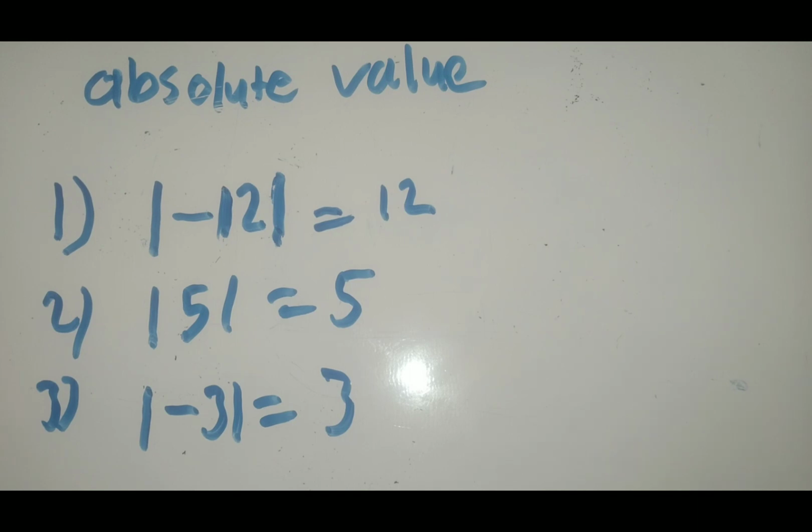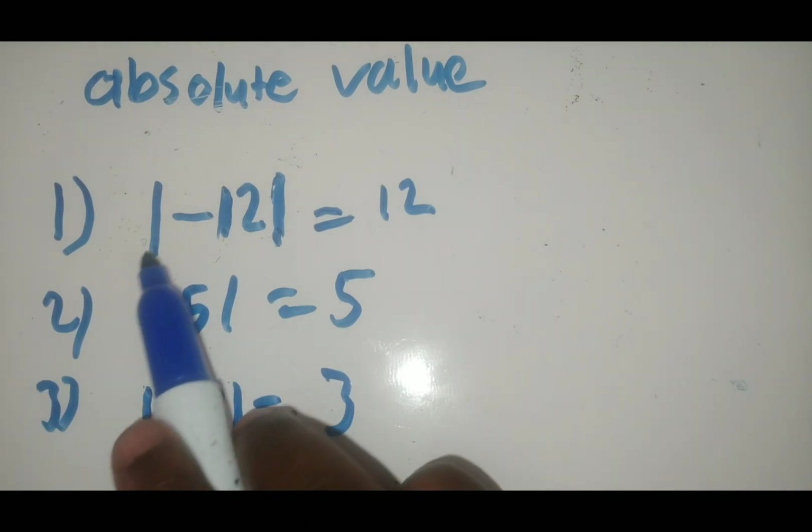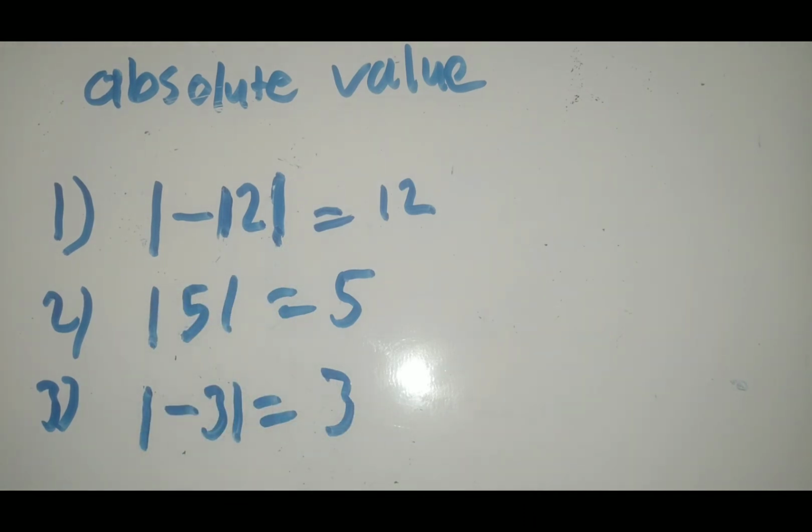So an absolute value, whatever we have, we just have to make sure it's positive. So absolute value always makes something positive, whether it's positive or negative. So hence it's represented by these lines. Those are absolute values.